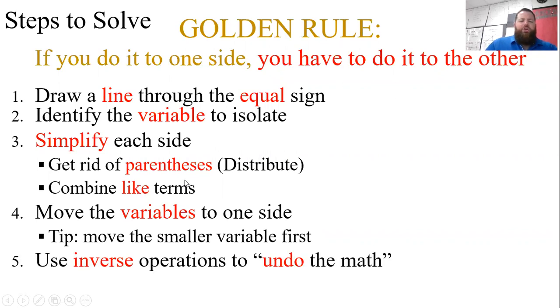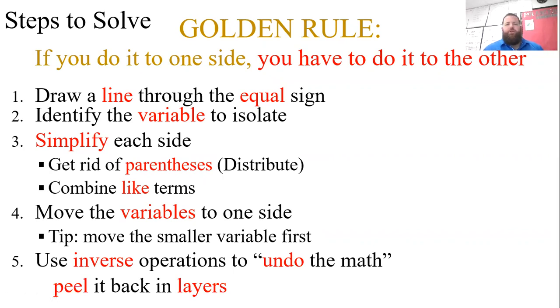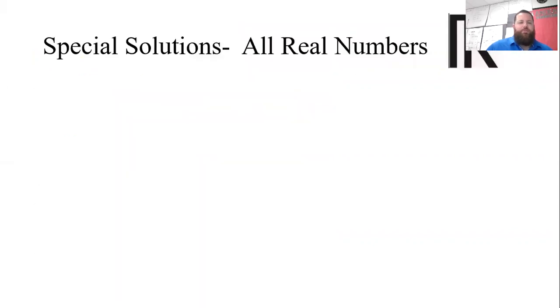And then step 5, we're going to use inverse operations to undo the math while we peel it back in layers, just like Shrek and the ogre. Remember, he said ogres are like onions. And so math problems are like onions. Okay, we have to peel it back in layers.